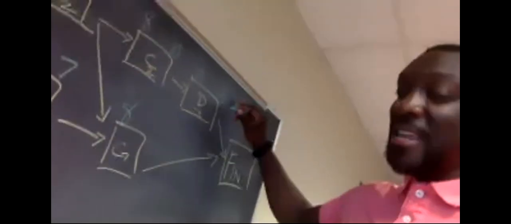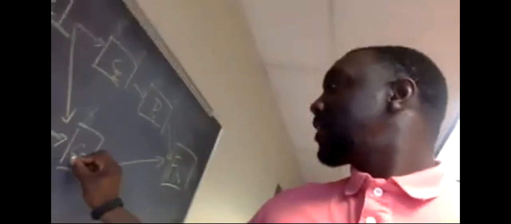10 plus 3, 13. So one path is at 13 days. G is how many days? G is 7 days. 8 plus 7, 15. So I got 13 days on one path, 15 days on the other path.